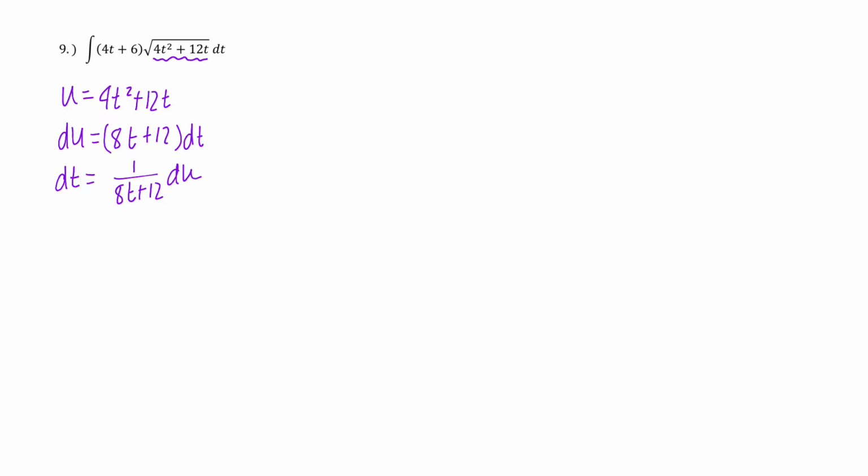Both 7 and 8 are problems on your homework, so I won't be doing those ones, but I will go for number 9. So this is a situation where we have some stuff inside of a radical, and typically when you have stuff inside of a radical, you're looking at doing u sub with letting u equal the stuff inside the radical. So 4t squared plus 12t. The du would be 8t plus 12 dt. And then 1 over 8t plus 12 du.